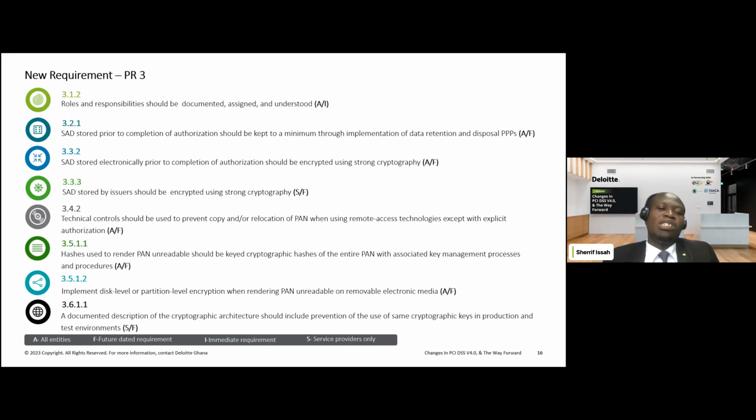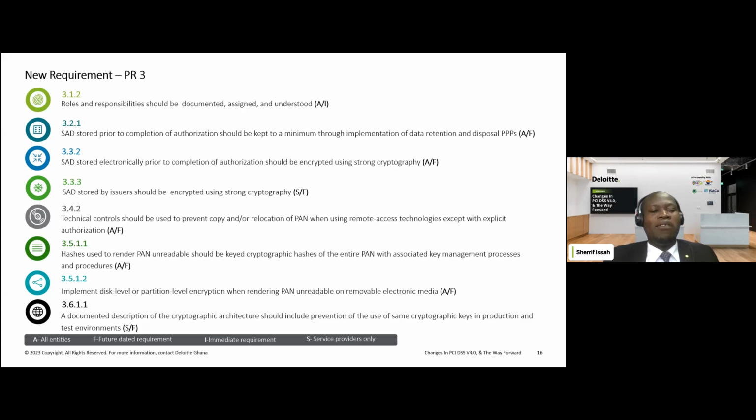Then 3.4.2 says that technical controls should be used to prevent the copying or relocation of primary account numbers when we are using remote access technology. So basically, what 3.4.2 is saying is that when you are using a remote access technology within the CDE, the cardholder data environment, it should strictly prohibit the copying or relocation of primary account numbers unless there's a documented business justification. In terms of implementing this, it's as easy as going through the instructions given by the remote access technology you're using, and that will help you to implement it.